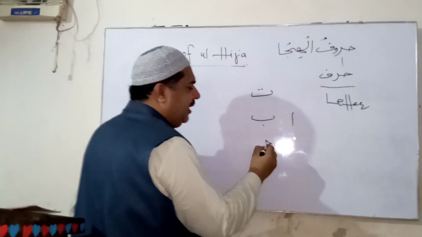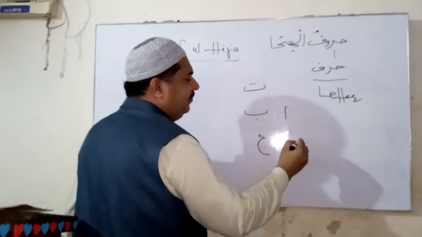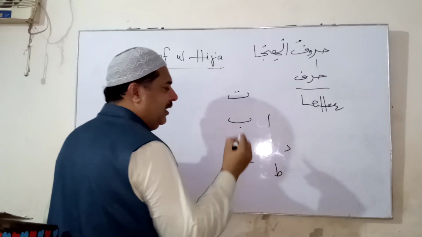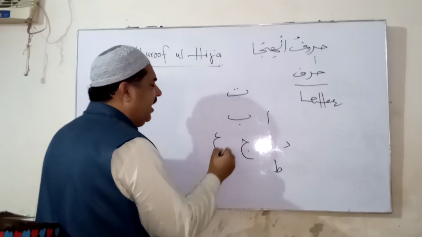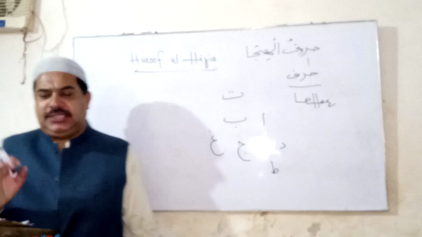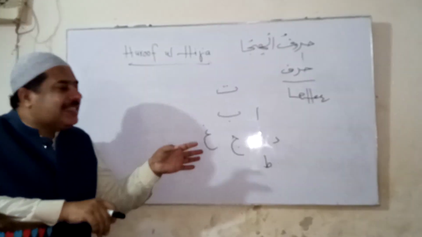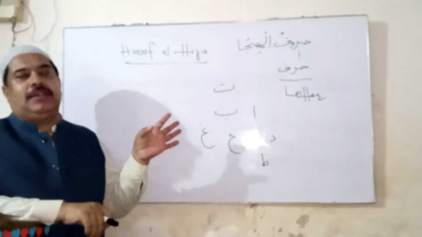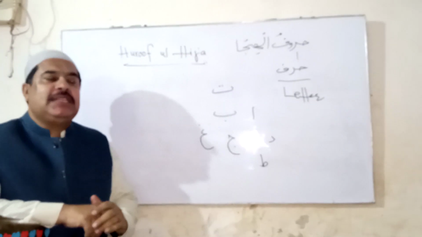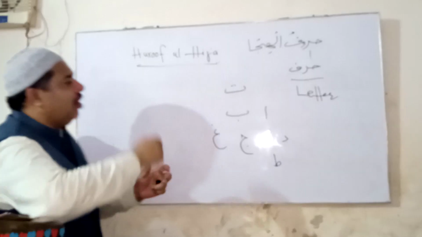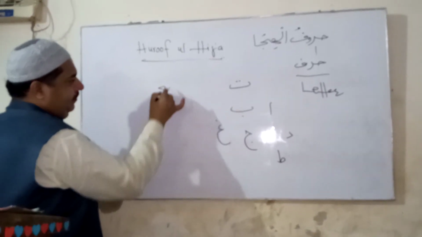ta, jim, dal, ta, ghain, whatever the letter is. Basically, this is the sign. Basically, this is the symbol. And in language, it is called a graph.